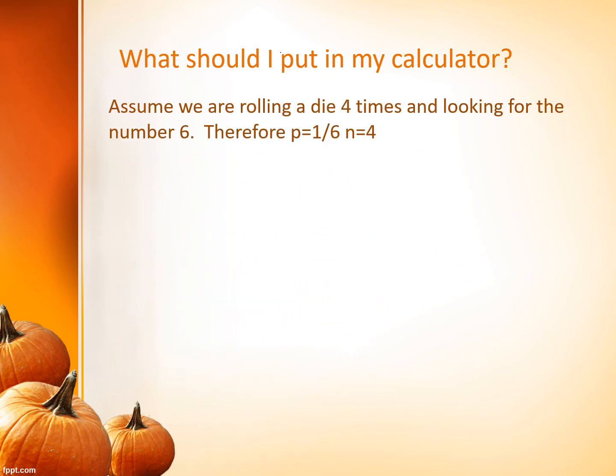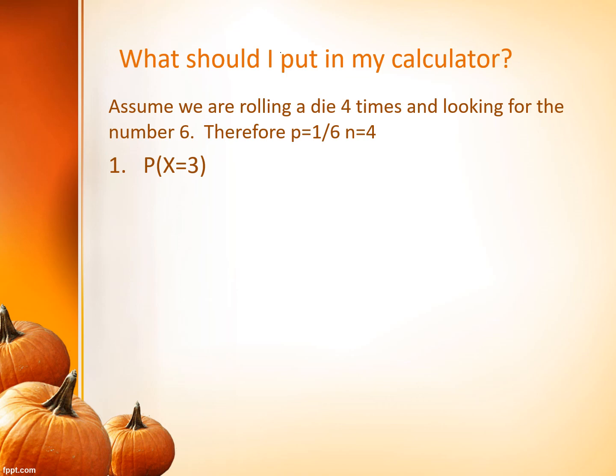So assume that we're rolling a die 4 times. We're looking for the number 6. So the probability of success is 1/6, and we're going to roll this die 4 times. So P is going to be constant, N is going to be constant, and let's look at a bunch of different scenarios. So I'm trying to figure out the probability of success where X equals 3, meaning what's the probability that I could roll a 6 in exactly 3 times out of 4, right? So in this case, I want exactly 3.